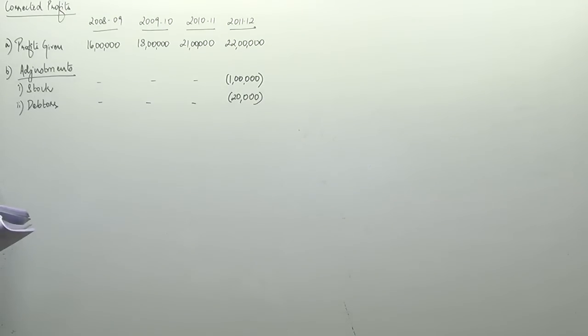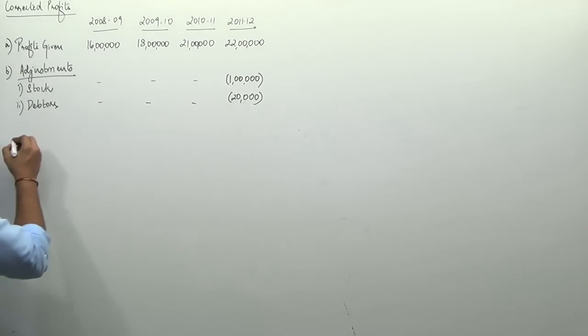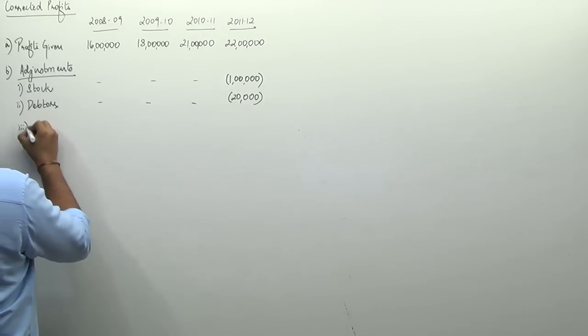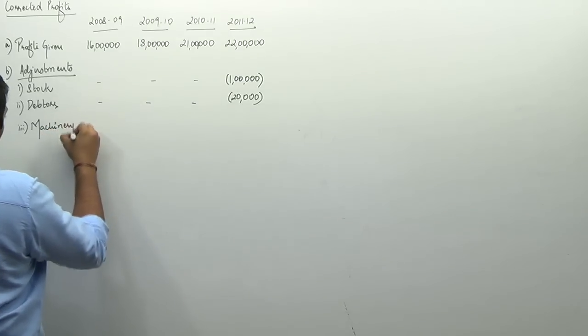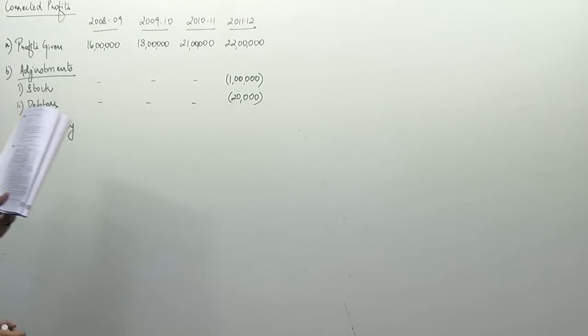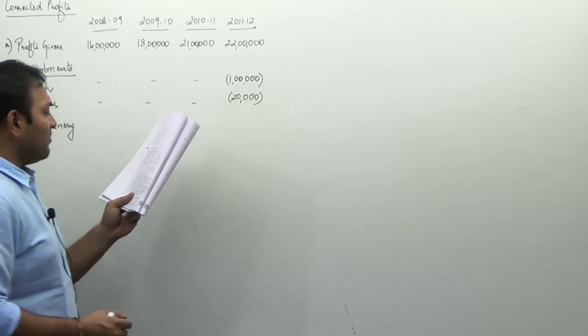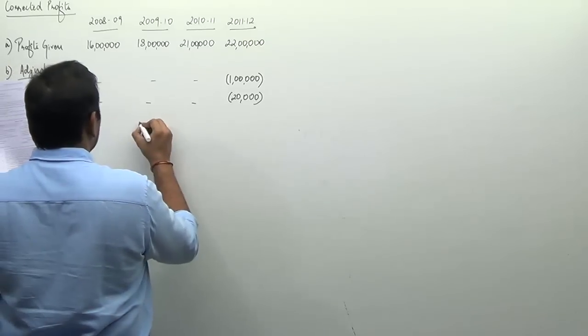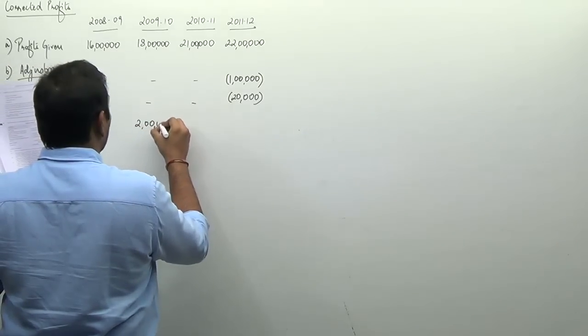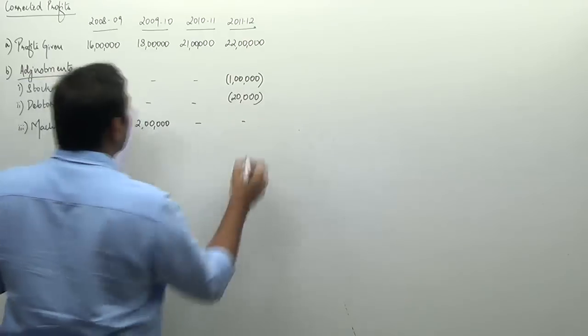Then the next point is regarding non-trade investment income. Guys, non-trade investment income is not for corrected profits. It's an adjustment for FMP. So park it aside. Next, point number 4. Now we have an adjustment for machinery. Machinery in 2009-10 was wrongly charged to P&L for 2 lakhs. So what happens? I'll increase the profits now because earlier I had reduced the profits by debiting it to P&L.